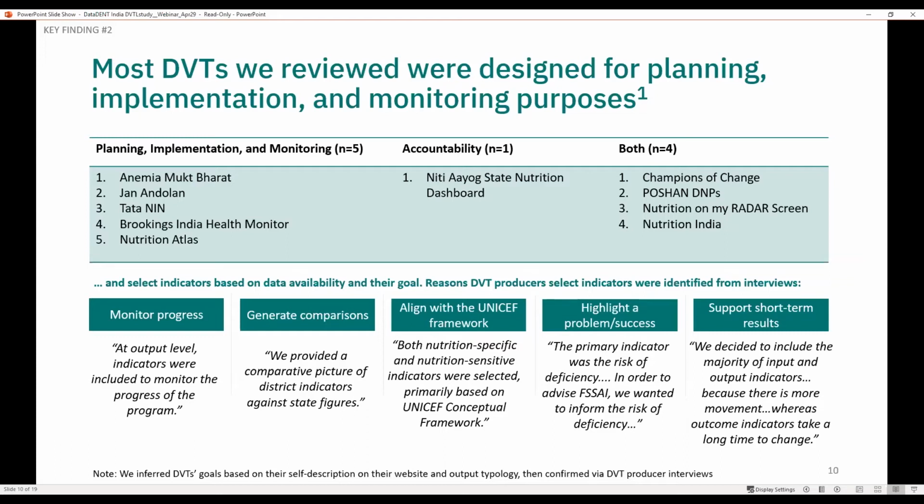via producer interviews. And based on our producer interview findings, indicators in DVTs were selected based on data availability and their goal. And these are some of the examples in the half of the slide below. For example, to monitor progress, to generate comparison, some said to align with the UNICEF framework, to include or to highlight a problem. Those were the basis to select indicators in different DVTs. And these are some of the anecdotes shared by producers on why they selected different indicators in their DVTs.